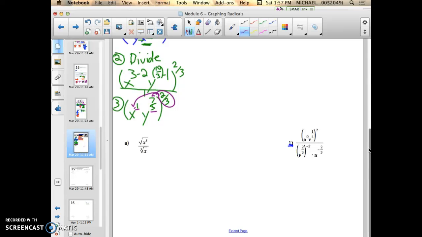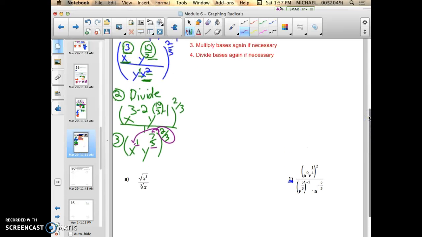So I'm going to rewrite what this looks like right here, my fourth step. And I know power raised to power, I multiply the power, so it becomes x to the 1 times, parentheses, 2/3. And then y to the 7/3 in parentheses times 2/3.